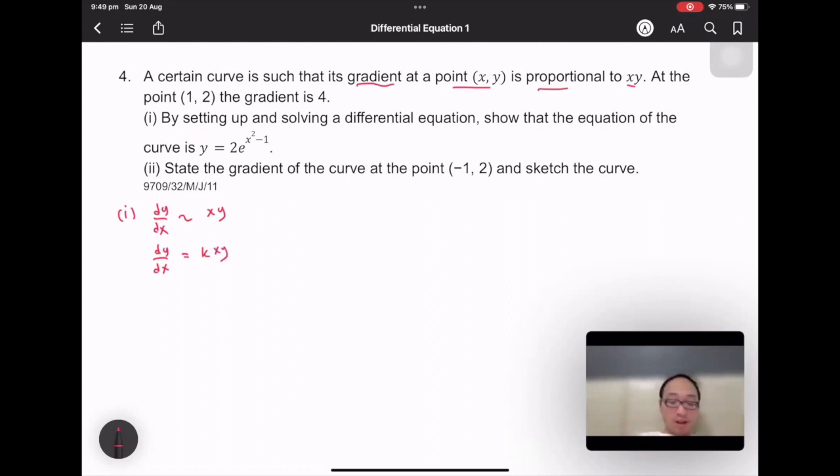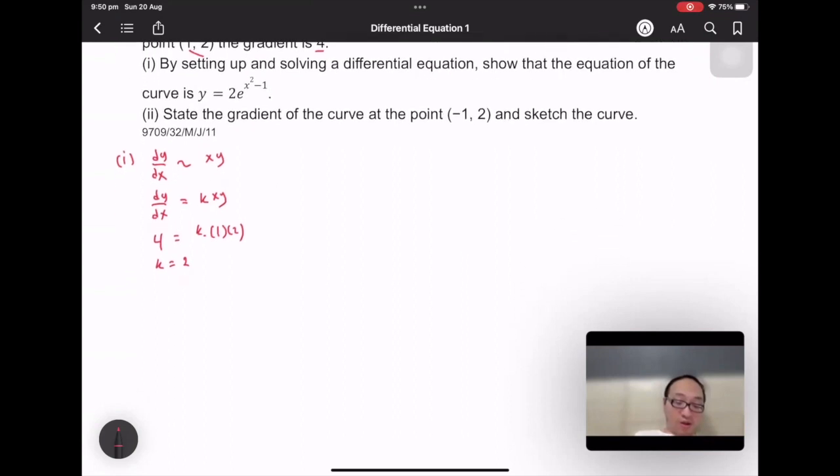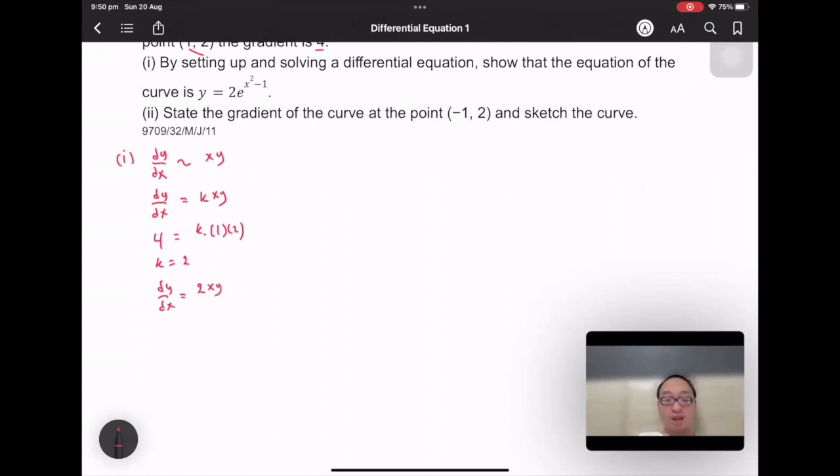And then to find the k, I can put the information. So the gradient is 4, k times 1 times 2. So k equals 2. So the equation will be dy/dx equals 2xy. And then I have to, by setting up and solving the differential equation, show that the equation of the curve will be this. So I have to solve this.